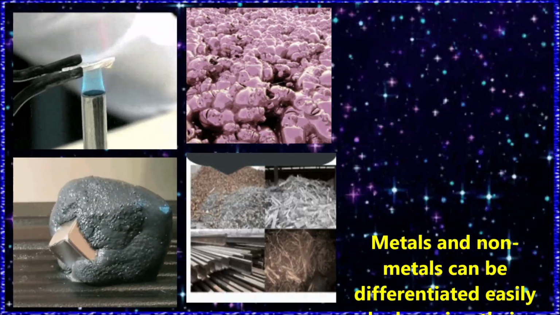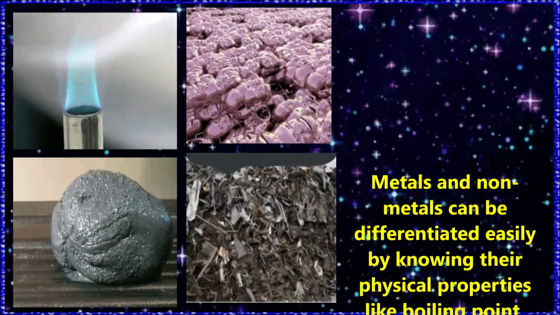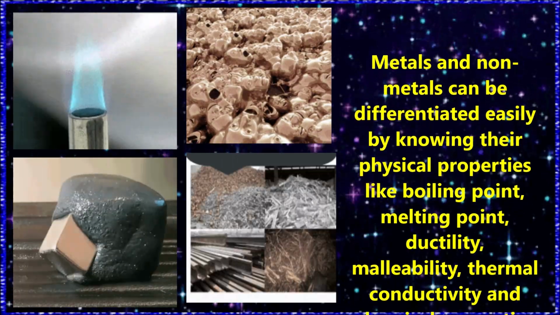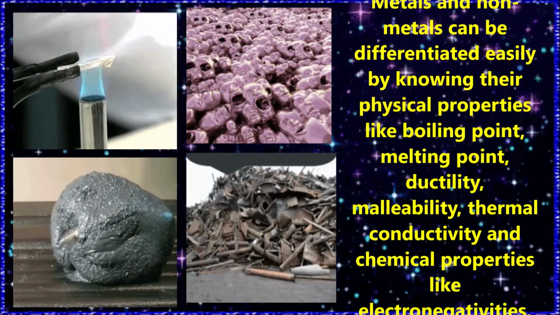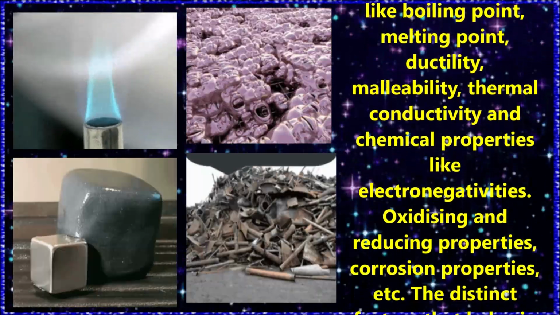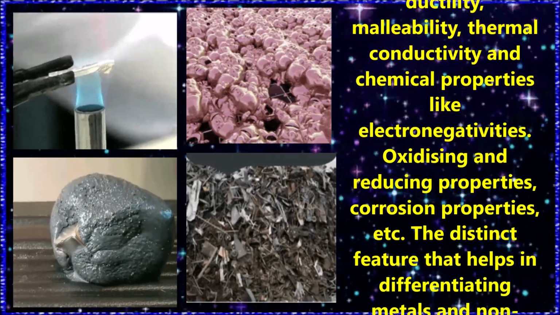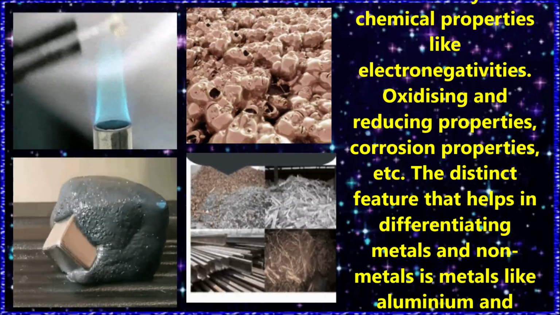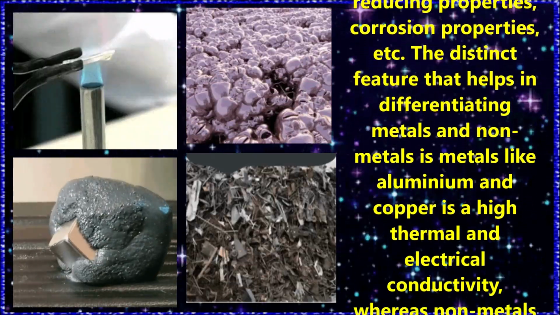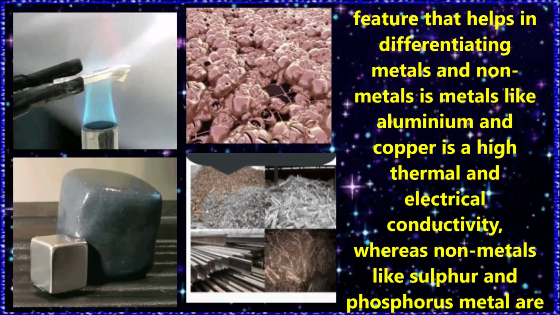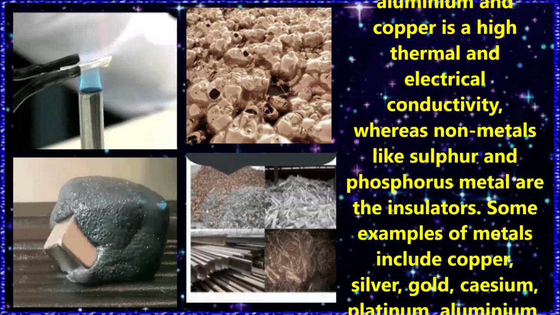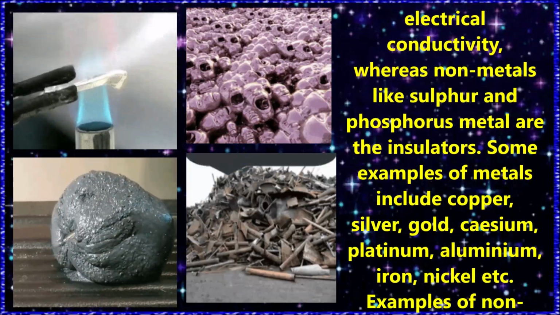Children, metals and non-metals can be differentiated easily by knowing their physical properties like boiling point, melting point, ductility, malleability, thermal conductivity, and chemical properties like electronegativity, oxidizing and reducing properties, corrosion properties, etc. These distinguishing features help in differentiating metals and non-metals. Metals like aluminium and copper have high thermal and electrical conductivity, whereas non-metals like sulfur and phosphorus are insulators.